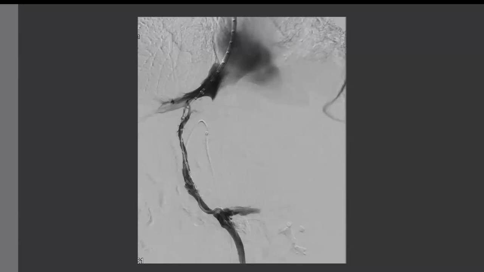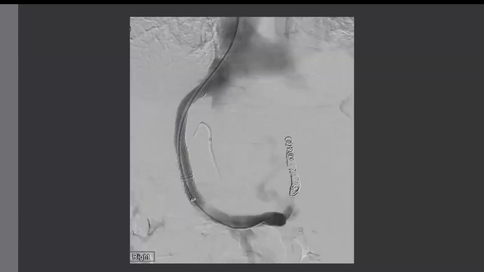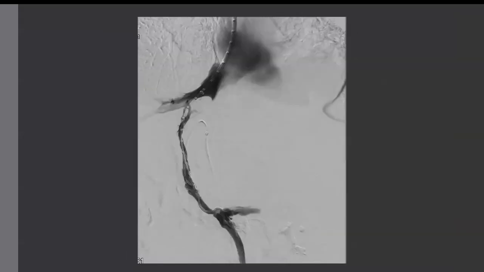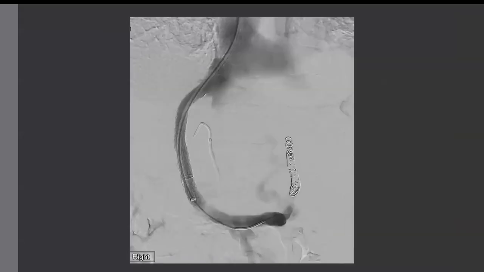abnormal decompressing vessel. And so then again, we find it and then essentially place a TIPS, embolize one of the gastric veins or one of the varices, and so it looks much better at the end.